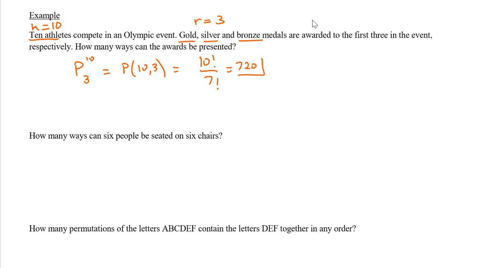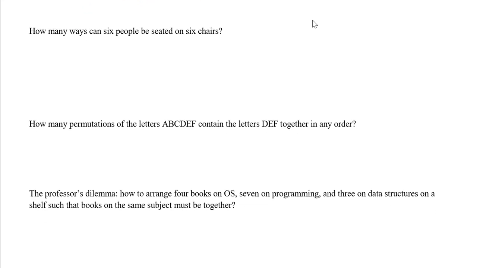The other example is, how many ways can 6 people be seated on 6 chairs? Again, I'm thinking 6 people, n is 6, sit on 6 chairs, so you pick 6 out of 6. So this is also permutation. That means 6 factorial over 0 factorial, as we said before. Since 0 factorial is equal to 1, it becomes just 6 factorial, which is 720.